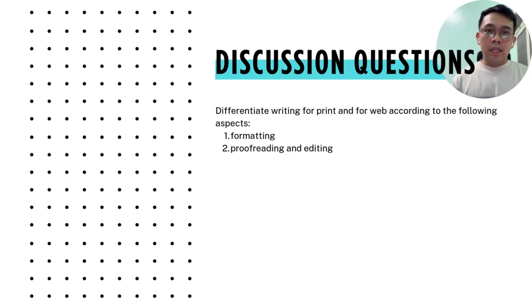So as I end my report, let me share these discussion questions, and I would be looking forward to your responses to these questions in the discussion forum. So, the question would be, differentiate writing for print and for web according to the following aspects. Formatting and proofreading and editing. So, how does writing for print and writing for web differ in terms of number one, formatting, and second, in proofreading and editing?